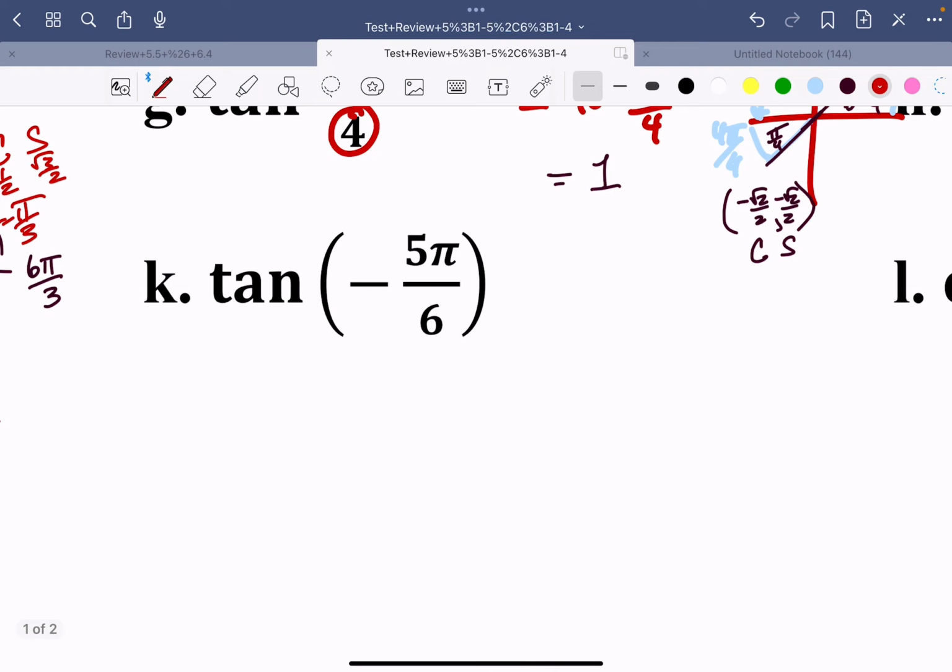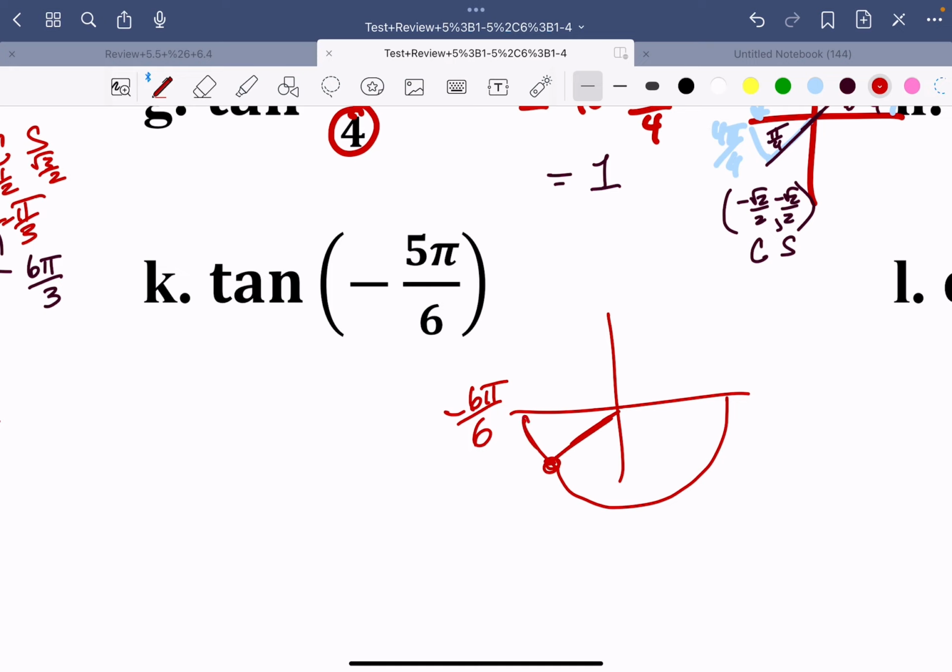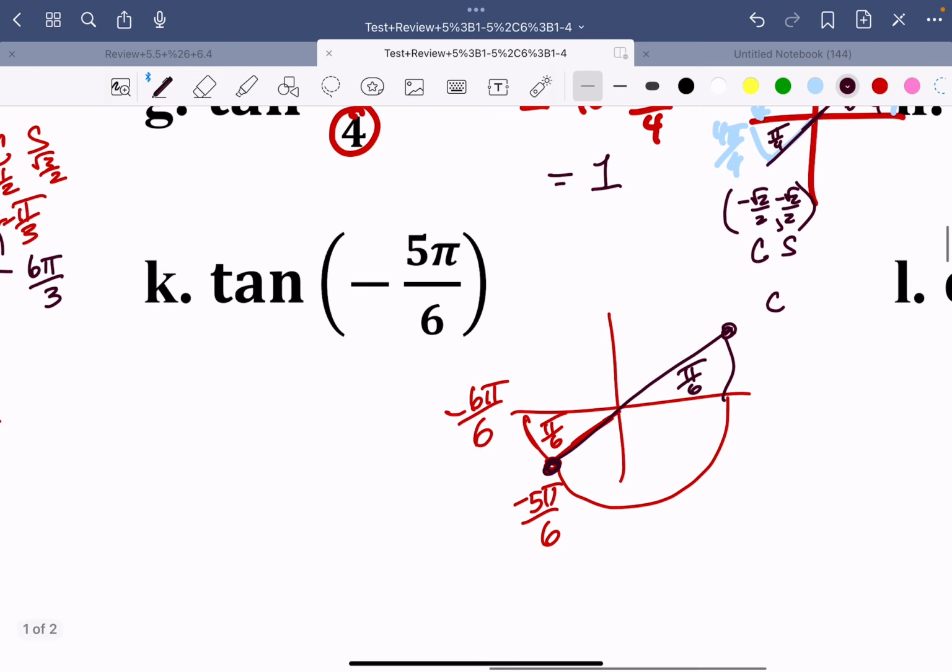Tangent of negative 5 pi over 6. If you open up negative, then that means you go backwards. So this would be negative 6 pi over 6. So I have to stop short 1 pi over 6. That would be negative 5 pi over 6 would be here. So now I need to use a reference angle of pi over 6. And for pi over 6, the cosine is the square root of 3 over 2, and the sine is 1/2.